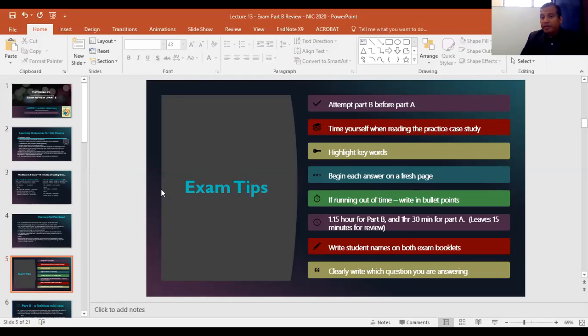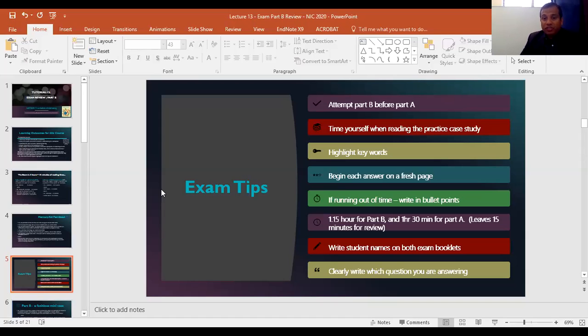Time yourself when reading the practice case study. Highlight the keywords. Maybe you can use highlighters or background colors, or different font sizes, even in your question paper to highlight the keywords, because you are not sitting a hard copy, face-to-face exam. So you can highlight some of the keywords while reading the case study using some pointers online, just for your benefit.